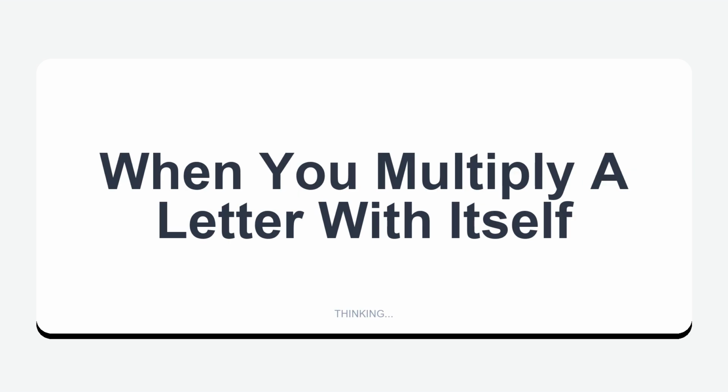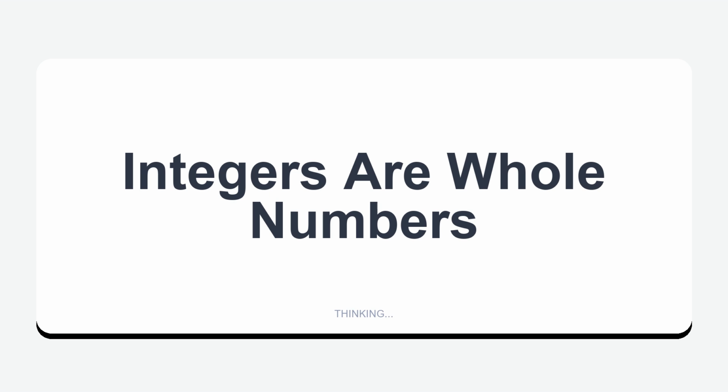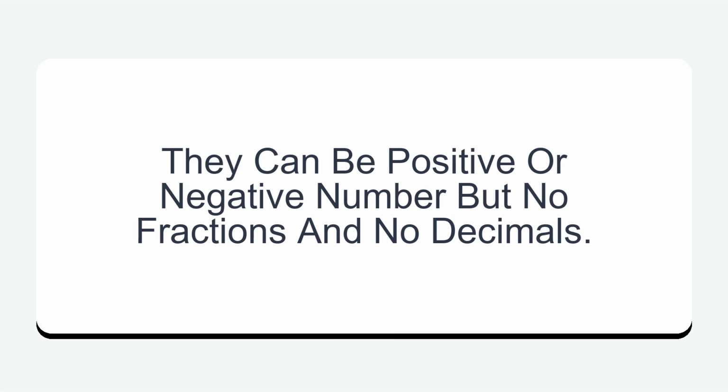When you multiply a letter with itself, you will add the exponents. X squared times x squared equals x to the fourth. Integers are whole numbers. They can be positive or negative numbers but no fractions and no decimals.